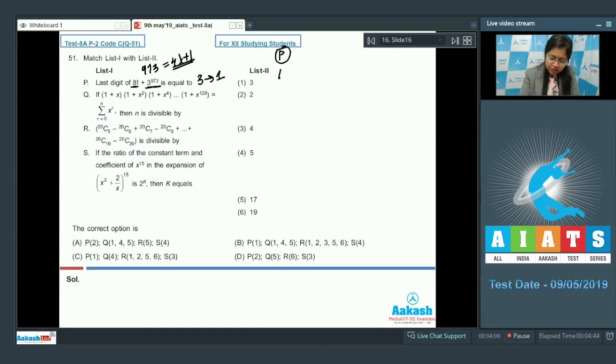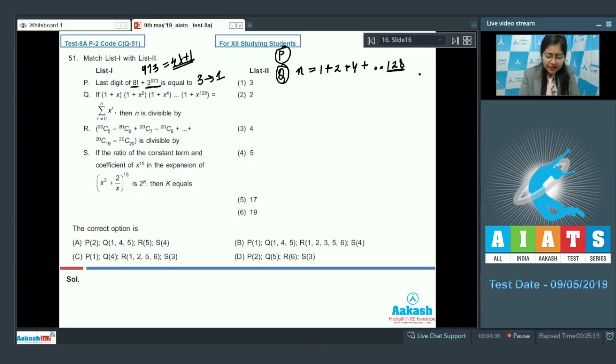Now option number Q, it has been given that (1 plus x) into (1 plus x square) into (1 plus x raised to the power 4) and so on is equal to summation r equal to 0 to n x raised to the power r. We have to find the value of n, and it can be seen that n is the highest power of x, that is n is equal to 1 plus 2 plus 4 and so on up till 128.